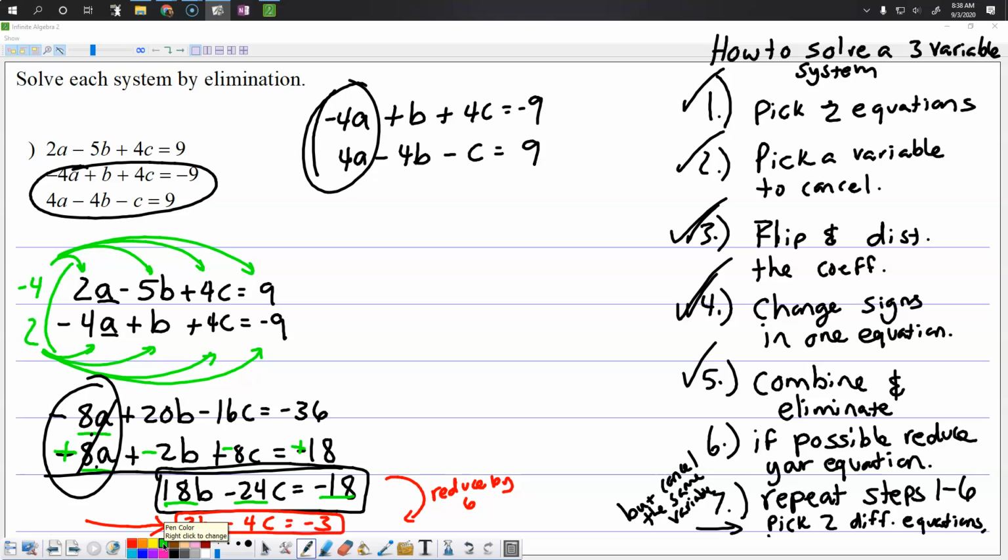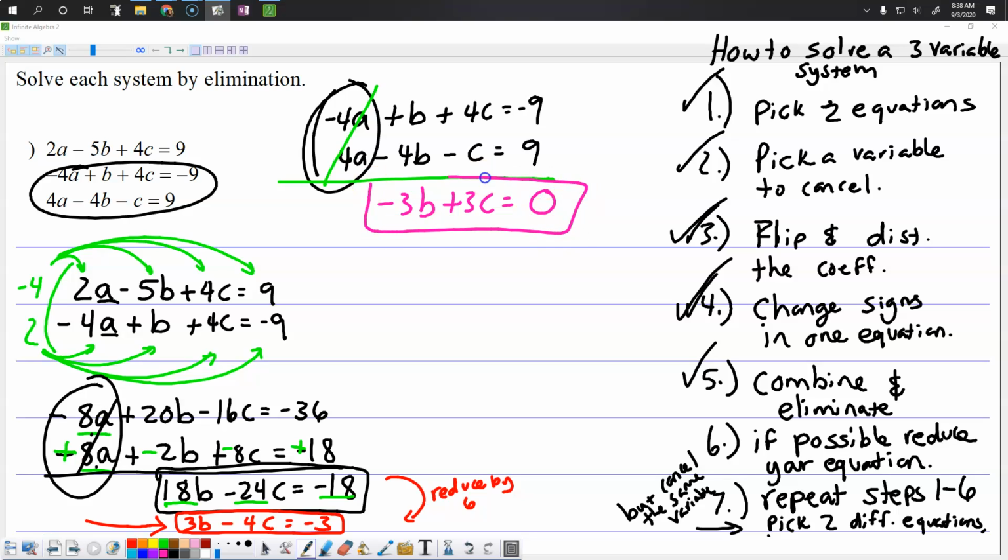Steps 3 and 4, you could be smart on those steps and make your life a little bit easier sometimes by looking for what you could do. So in this case, if we just combine down, the a's are going to cancel right away. And 1b minus 4b is -3b. 4c minus 1c is 3c, and then negative 99 is 0.